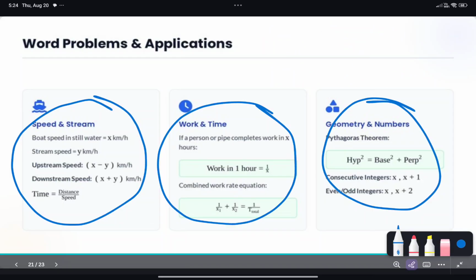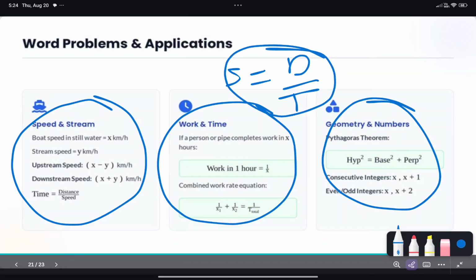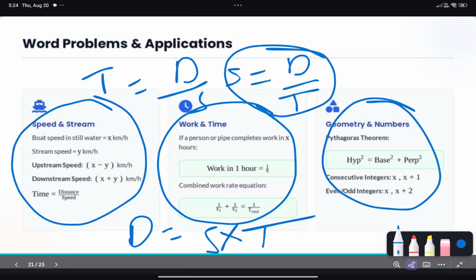One more formula, time. Simply, speed is equal to distance by time. Clear or not? Speed is equal to distance by time only. If we have to find time, then it is distance by speed. If we have to find distance, D is equal to speed into time.